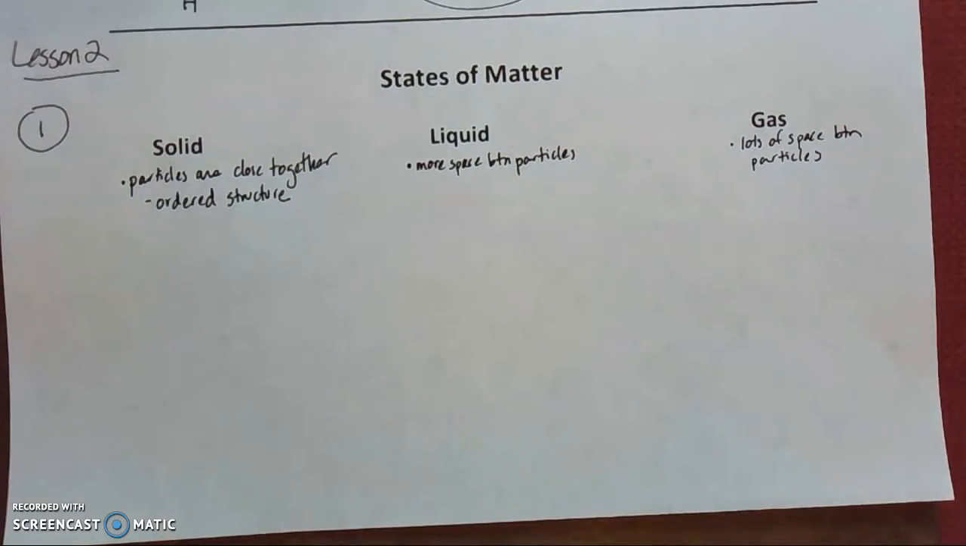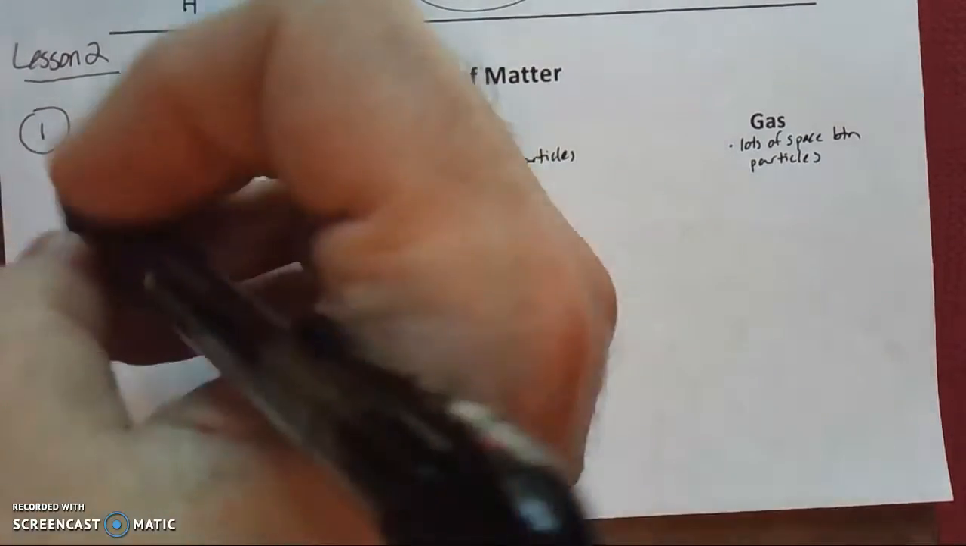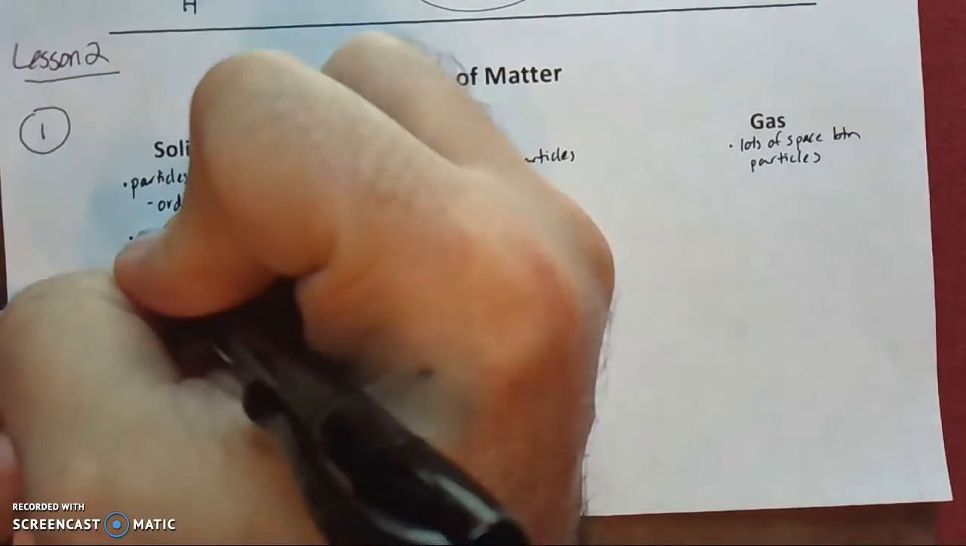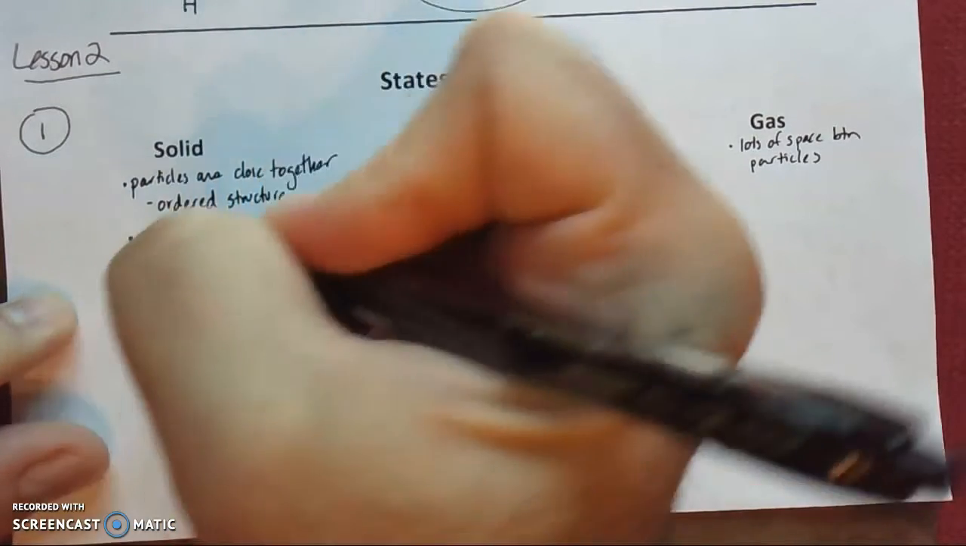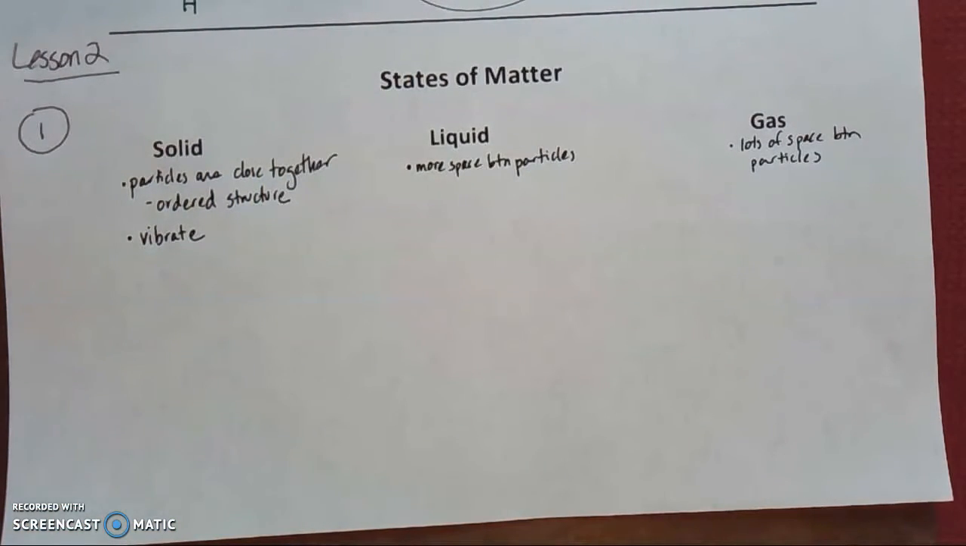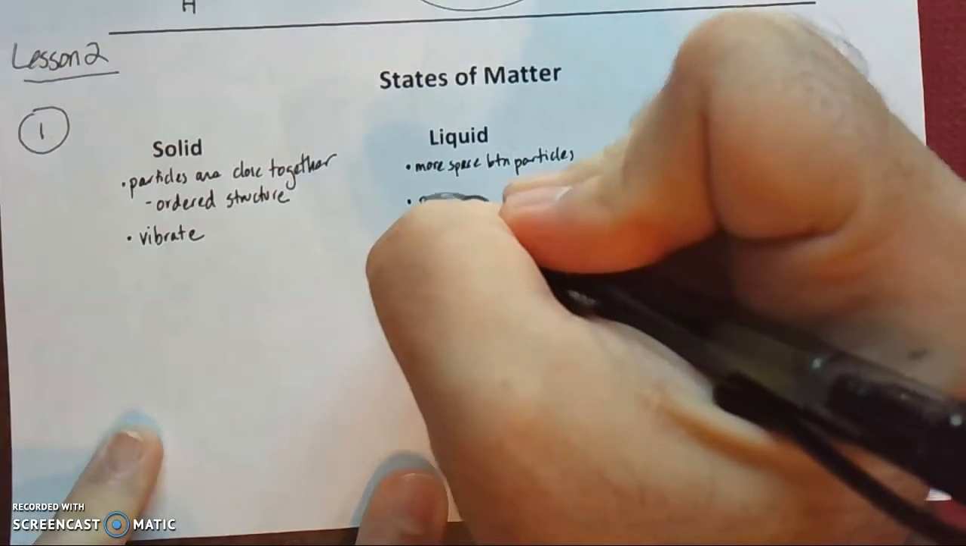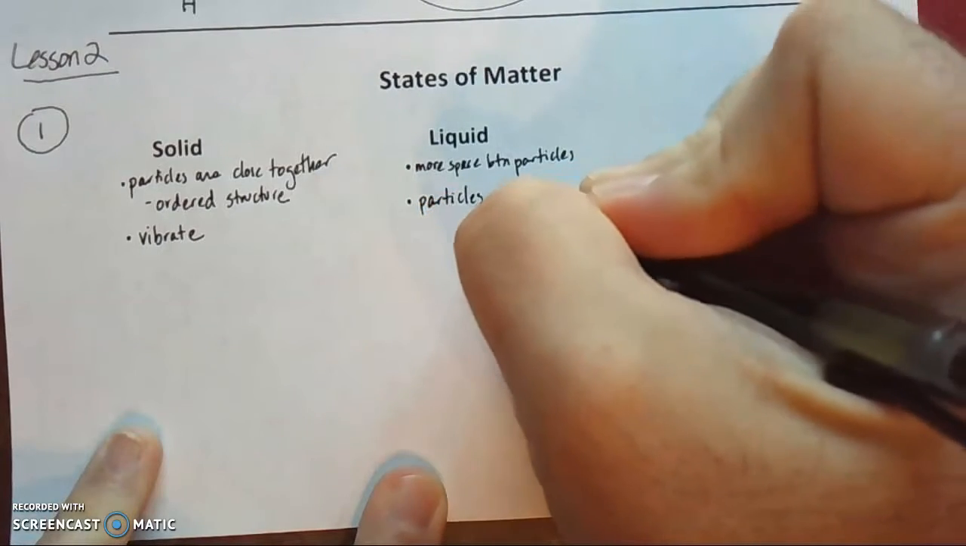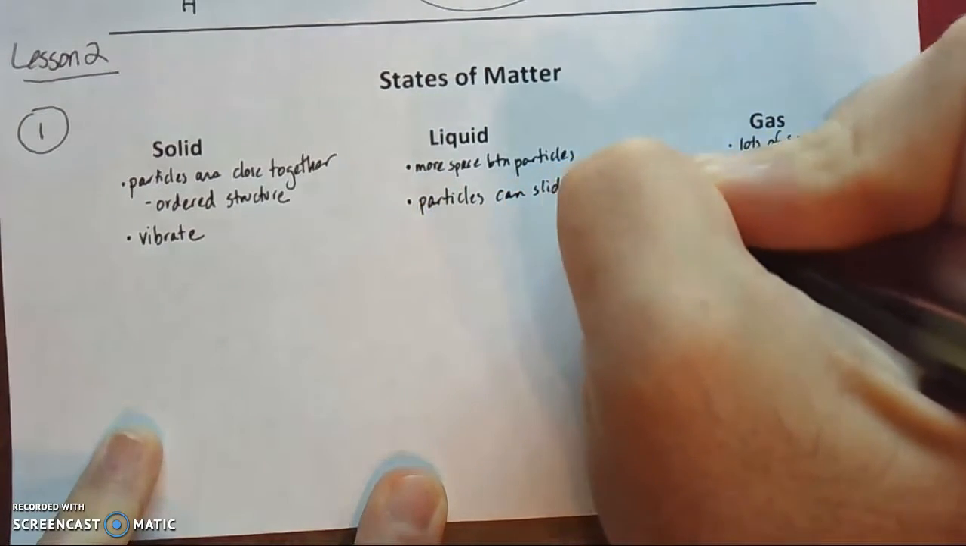Now, all of these molecules are moving. In a solid, they don't move past one another, but they do vibrate back and forth. If you recall, temperature is directly proportional to the speed of molecules, so the higher the temperature, the faster the particles move. They will start to vibrate, and once they vibrate so much and we have a solid going into a liquid, then the molecules or particles can slide past one another. And that is a liquid.